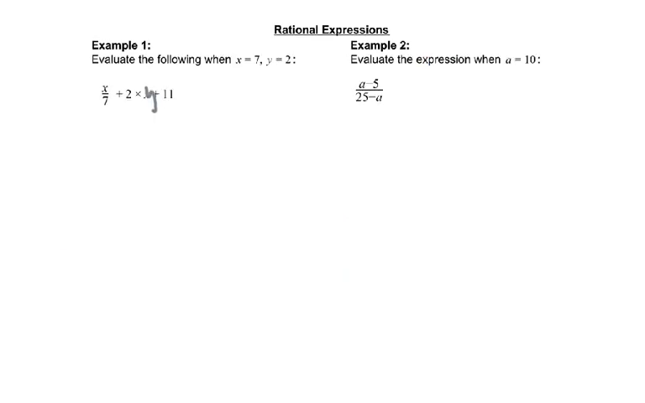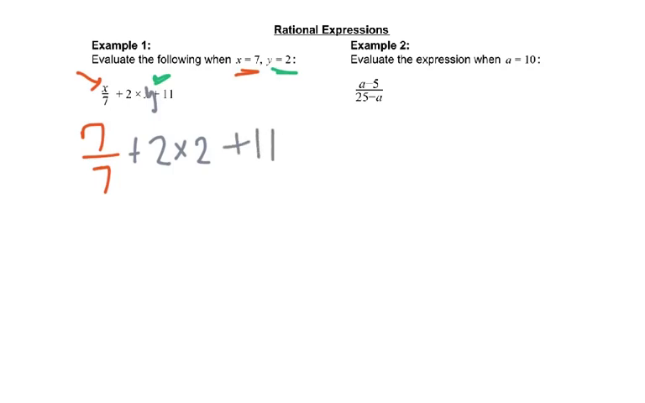Rational expressions, which means that they involve a fraction. Example 1, we have an x value that we have to plug in and a y value. So wherever I see the x value, I'm going to plug in my x, and wherever I see my y, I'm going to plug in my y. So instead of writing x, I'm going to write 7 divided by 7 plus 2 times y, which is 2, plus 11.